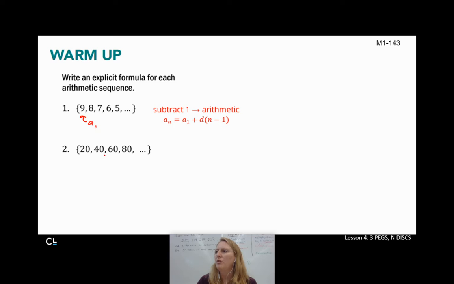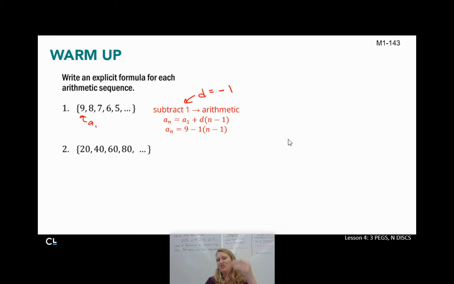Okay, so there's my first term, so that's going to go here. And subtract 1 means that your common difference is going to be a -1. I know you guys know that. People still keep making that mistake. It's very sad. So I'm just going to plug in those two. So I have a formula. So a sub n equals 9 minus 1 times n minus 1. Boom. We got a formula.